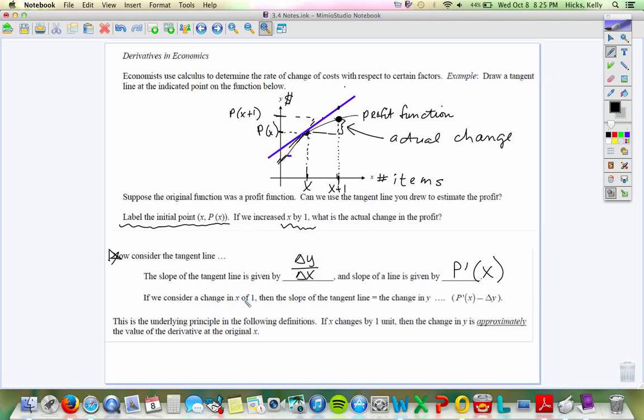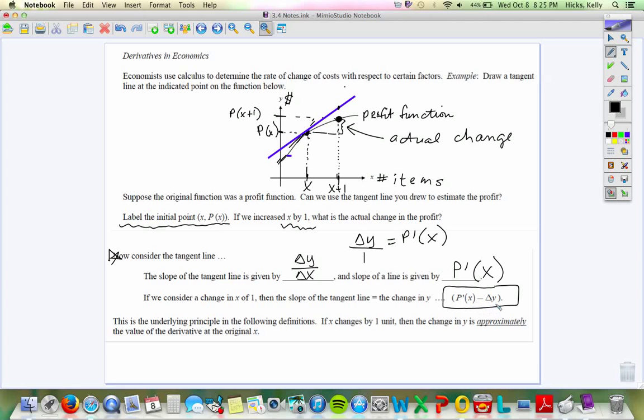Now, if we consider that X only changed by 1, then the slope of the tangent line equals the change in Y. Why? Because this right here is 1. We would have change in Y over the change in X, which is just simply 1, because we're letting it be 1. So therefore, the change in Y over 1 equals P prime of X. That's where this comes from, right here. The slope of the tangent line equals the change in Y.